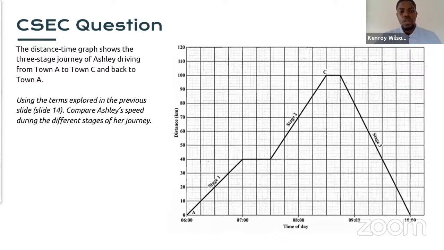So of course, let's start with stage one. Take a look at the graph, everyone, and talk to us. I want you to compare Ashley's speed on her journey. So look at stage one. What is happening in stage one? What do you think about Ashley's speed? What do you think about her journey overall in stage one? I'll give you 10 seconds to think and then we'll take some responses. So we are looking at stage one.